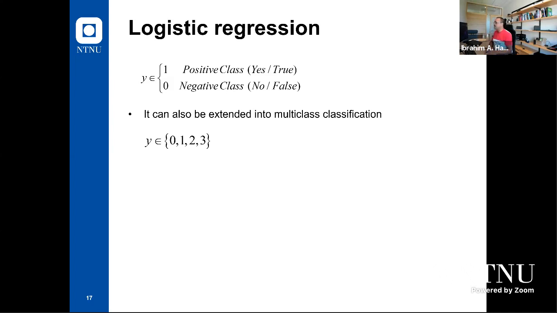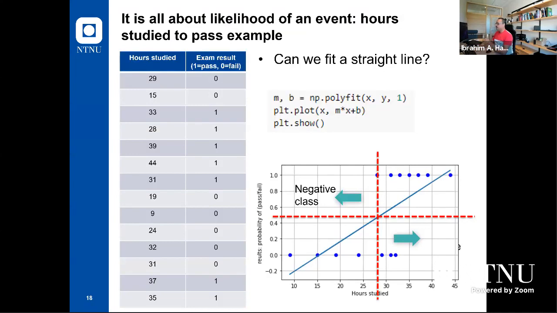It can also be extended into multi-class classification. It's the same. If we have 3 classes, 4 classes, 5 classes, it will be exactly the same. And it's about the likelihood of an event.